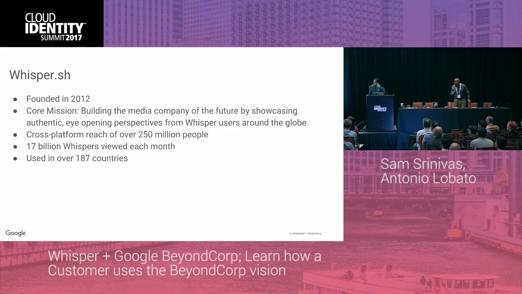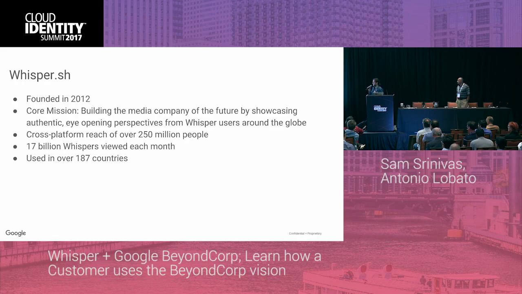We're a big distribution network. We were founded in 2012. We started off as an anonymous social network, and we've kind of grown from there as a media company, media distribution. So every month we have a cross-platform reach of about 250 million people. And there are about 17 billion pieces of content that are consumed from our network every month.